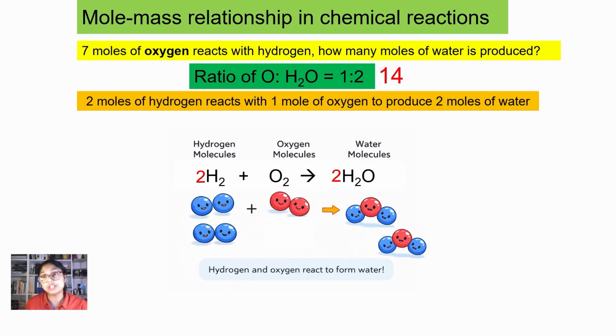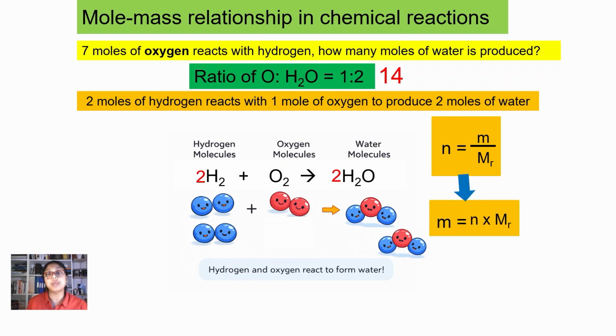Before, tell me what equation is that? Absolutely, this one. n equals m over Mr. Now we are finding out not the moles, we got the moles, we are finding out the mass. So we have to rearrange this equation to m equals n times Mr. Mr of water is 18. We multiply that with the number of moles, we got 14, so we get 252 altogether. That's it. Yay!